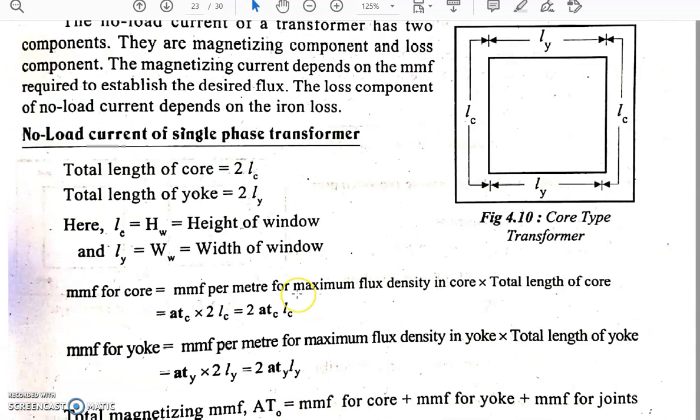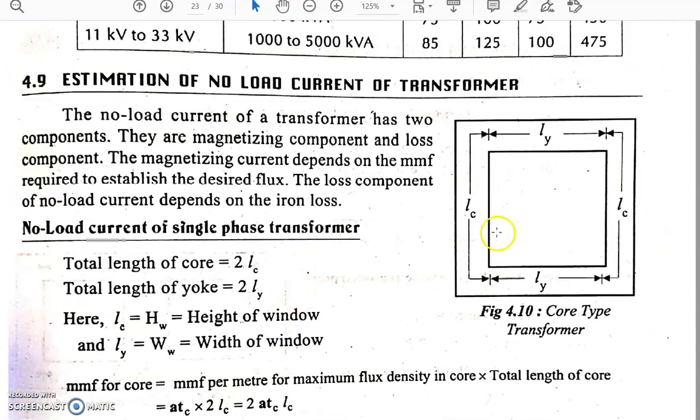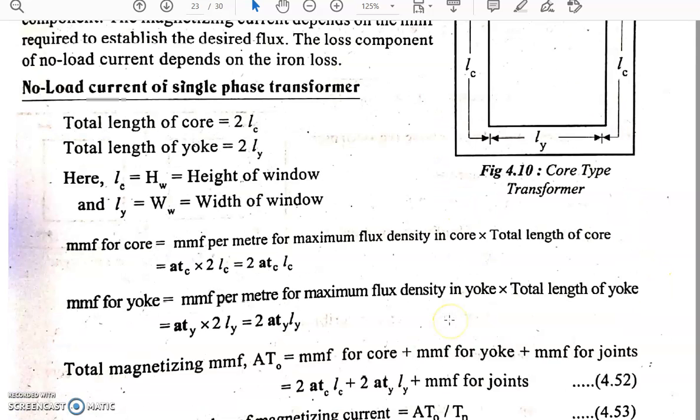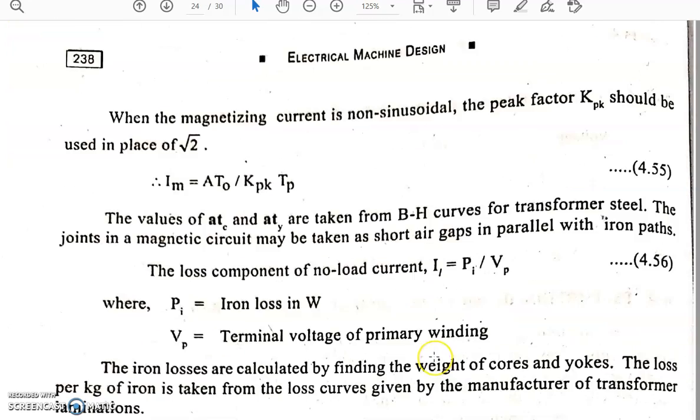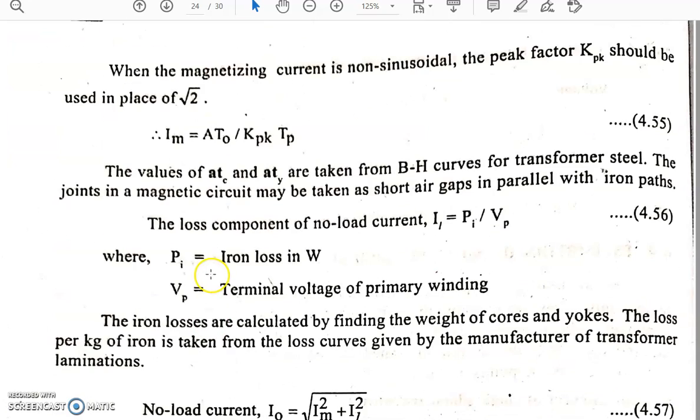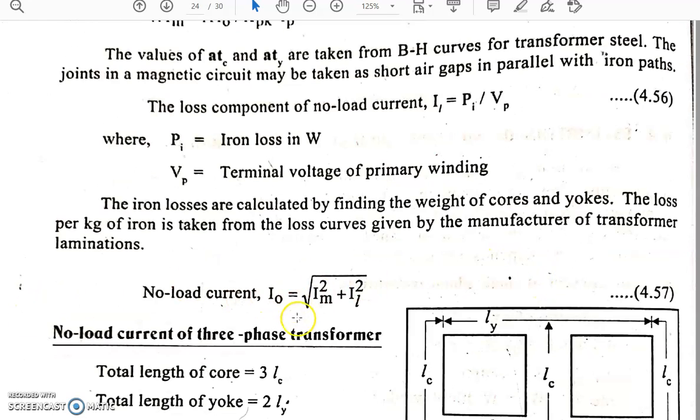In this video lecture, we have discussed the method to calculate the no load current of the transformer for a single phase core type transformer. For the final equation, we got the magnetizing current as AT0 by root 2 Tp, and the loss component is the iron loss divided by the rated voltage at the primary side, and the no load current is the square root of Im squared plus Il squared.